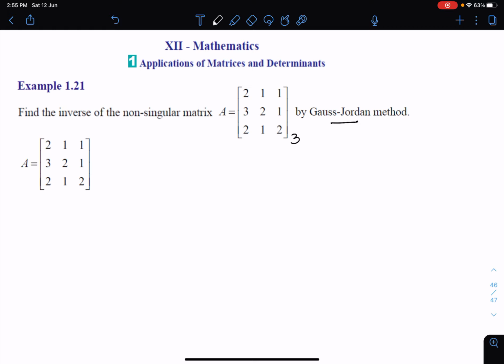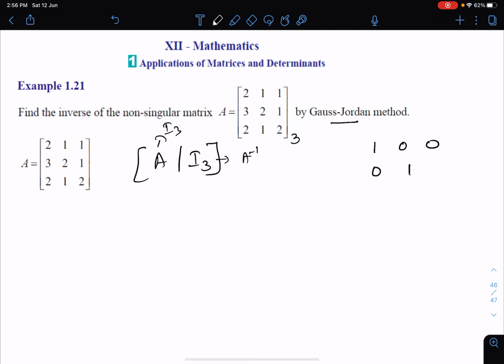What is our Gauss-Jordan method? We are going to take the augmented matrix with the given matrix. Here it is 3, so I3, and then we are going to change this A into I3, and automatically this I3 will change into A inverse. So what is our I3? 1 0 0, 0 1 0 and 0 0 1, isn't it?